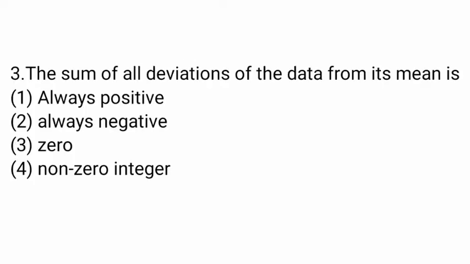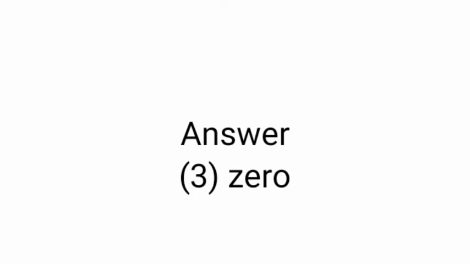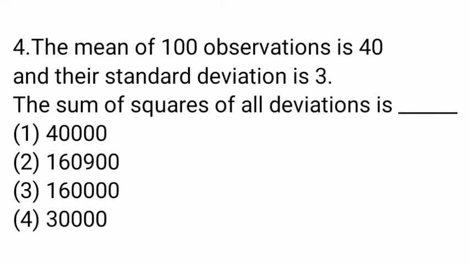Third one, the sum of all deviations of the data from its mean is: first always positive, second one always negative, third option 0, fourth option non-zero integer. The question is the sum of all deviations of the data from its mean, that is summation x minus x bar, that is equal to 0. That is the answer is 0. Option is 3.